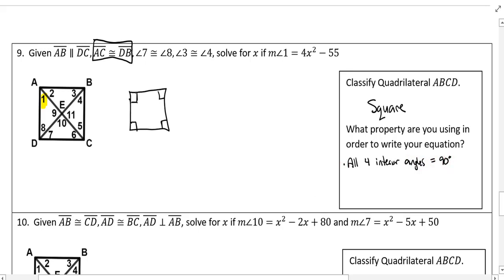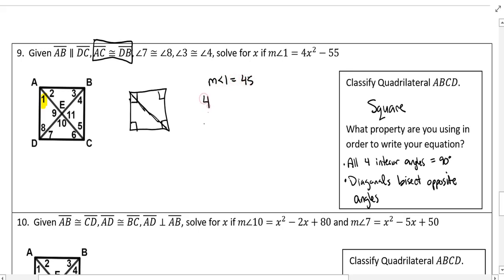And then also a diagonal cuts an angle in half if it's a rhombus. And a square is a rhombus. So diagonals bisect opposite angles. Now if it's just a rectangle, we couldn't say that because that's not a property of a rectangle, but it is a property of a rhombus, and a square is a rhombus. So that 90 is getting cut in half to a 45. And so that tells me that the measure of angle 1 is 45 degrees.